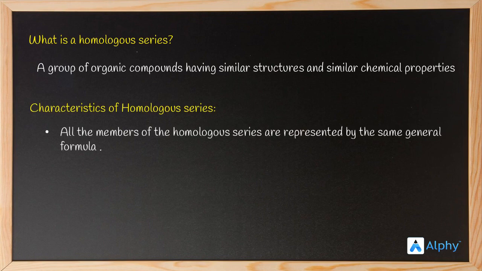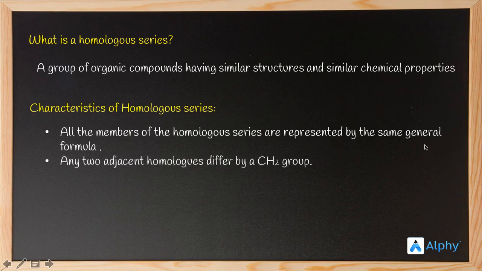All the members of a homologous series are represented by the same general formula. Obviously, if they have similar structure, they have to be represented by the same general formula too. Any two adjacent homologues differ by a CH2 group. So, if there is a homologous series, then any two homologues present in that particular series will differ by a CH2 group, but they have to be adjacent.